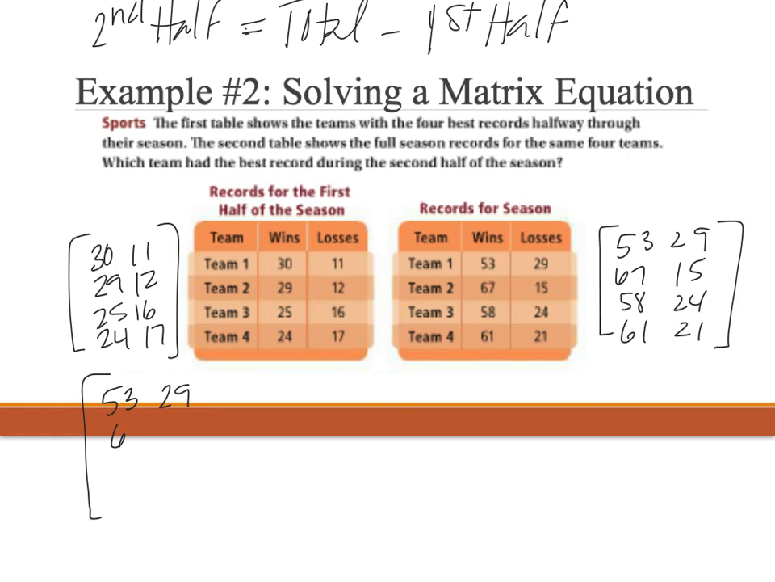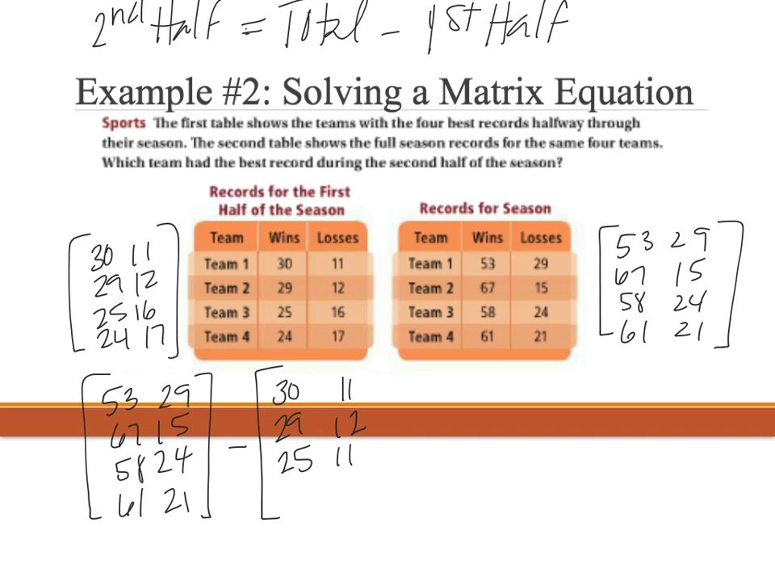53, 29, 67, 15, 58, 24, and then 61, 21. We're going to subtract that from the first half so that we can find the second half. So it's 30, 11, 29, 12, 25, 16, 24, 17. Okay. All right, so now we're going to subtract.